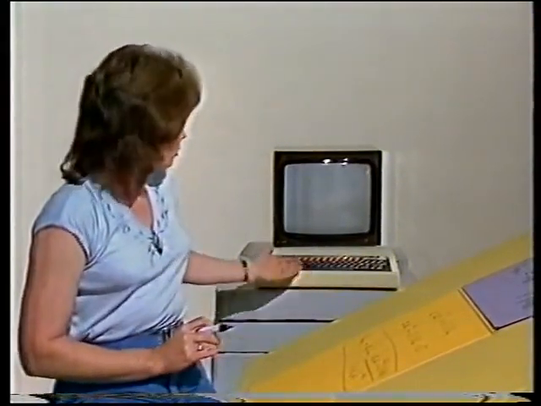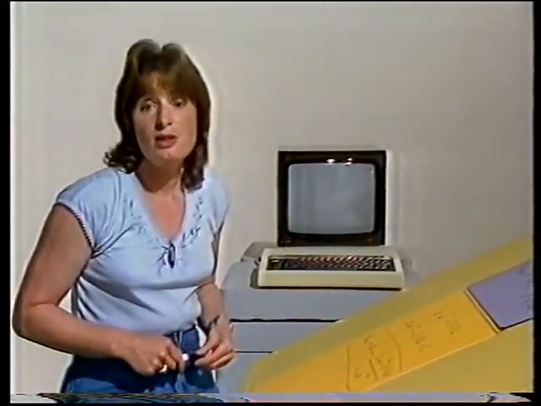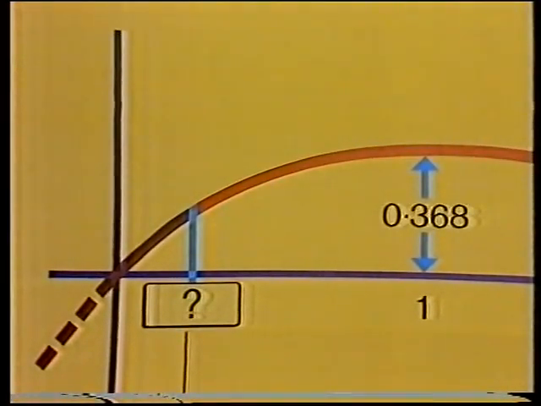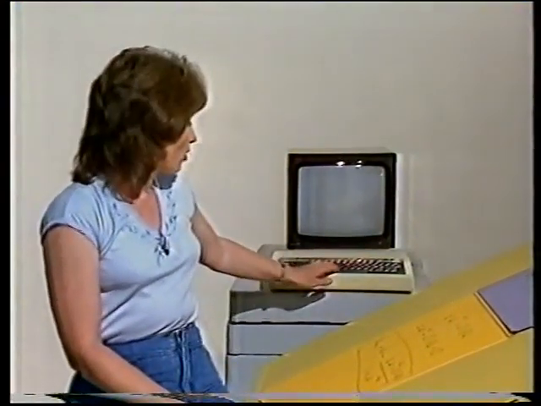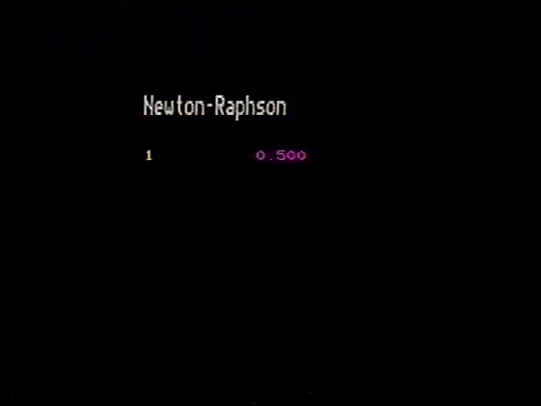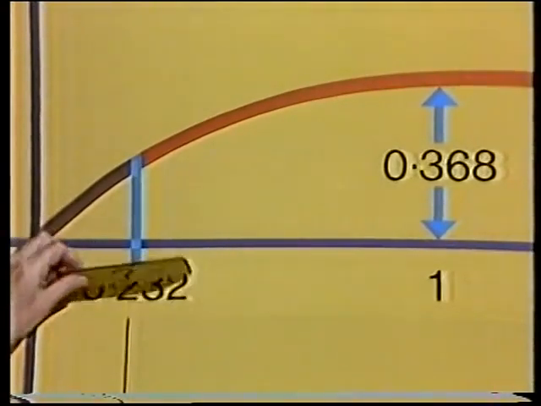We'll do it using this micro. Now, if we look back to the sketch, the answer we want is somewhere between 0 and 1. So a reasonable first approximation is halfway between them. So I'll take x1 equals 0.5 and put that into the computer. The result is 0.232 to 3 decimal places after just 5 iterations. But what is this number? It's this distance.